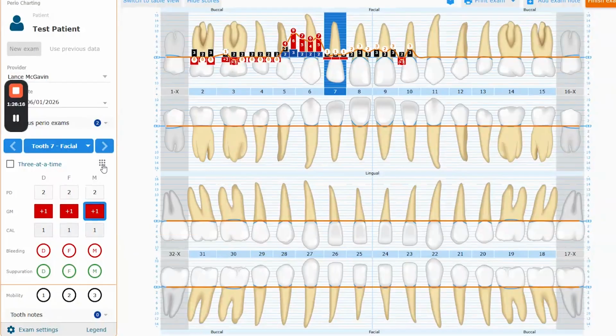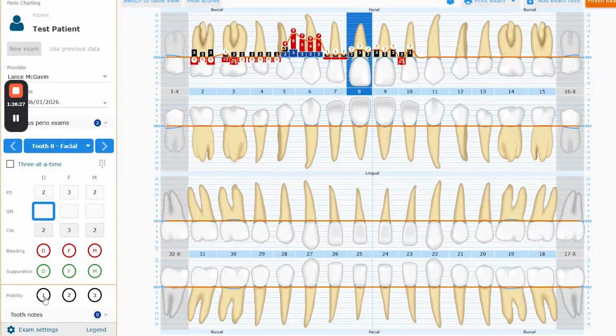Now I can close this once I'm done with all the probing and the gingival margins. I can come down here. If I want to mark mobility on a tooth, 1, 2, or 3. 1 is slightly mobile. 2 is slightly movable. 3 is like it's really moving. It's flapping in the wind. Okay, don't overcomplicate it. It's all relative. But I can mark mobilities. I can mark bleeding points.